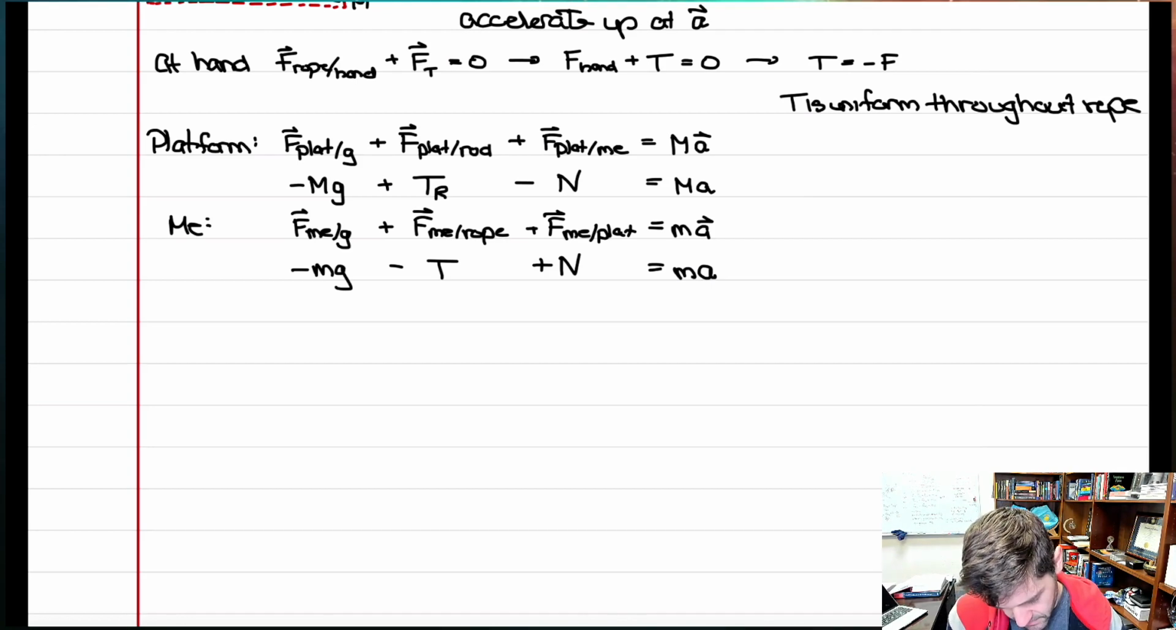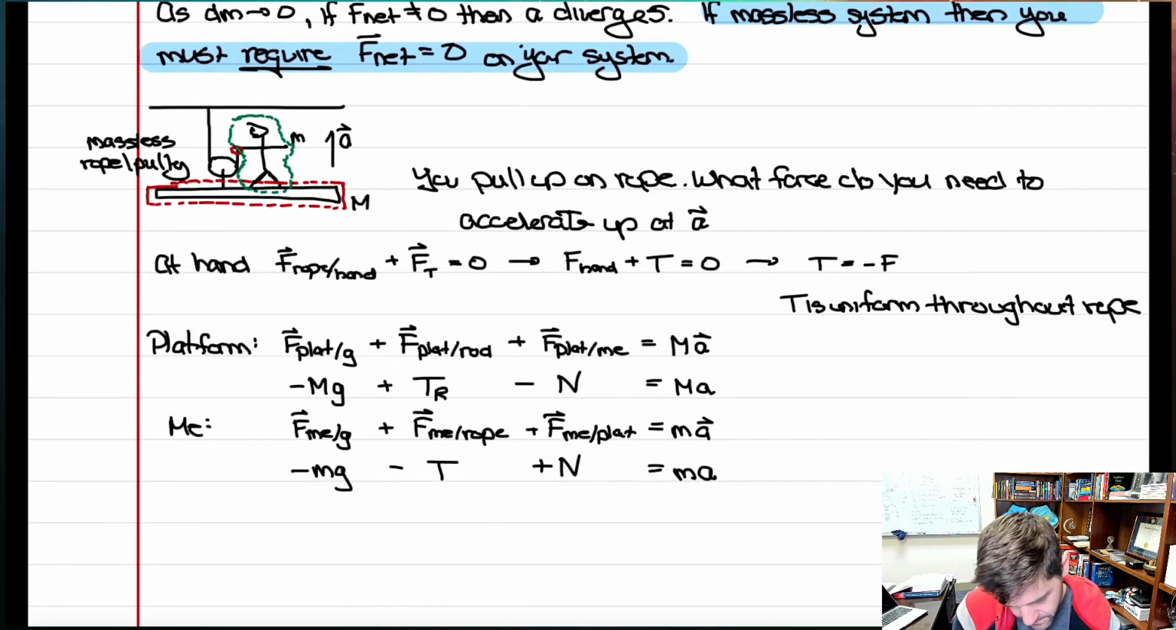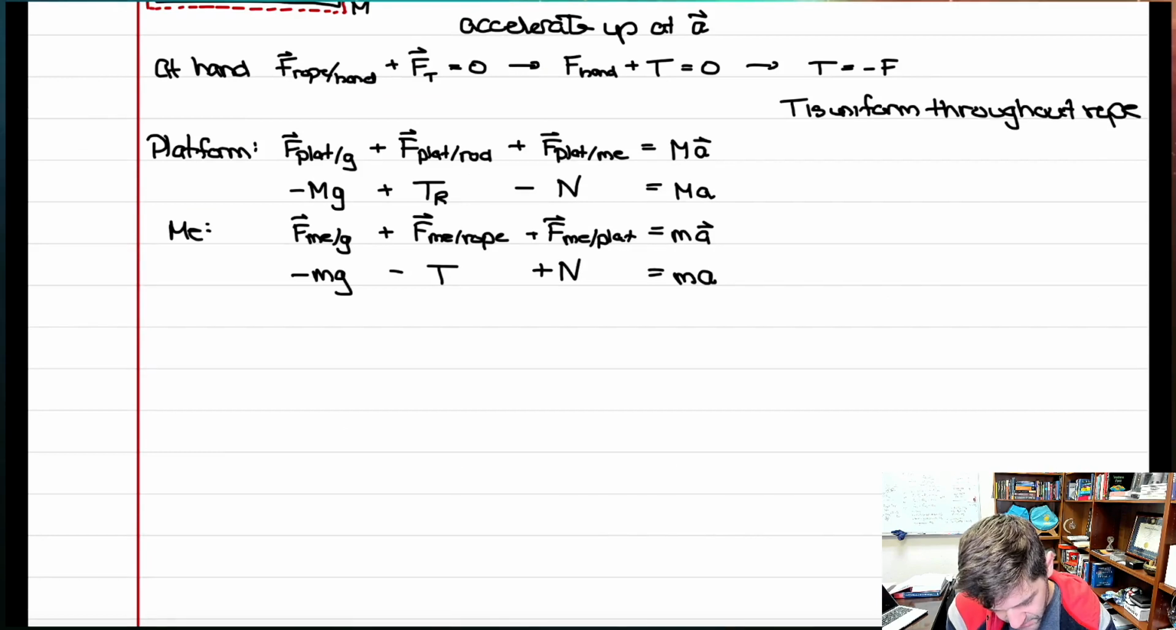All right. We could stop and ask, is this enough? Can I uniquely solve this situation? You could ask yourselves, I essentially have two equations. I have the platform equation where I know big M, I know little g. I don't know this tension in the rod. I don't know this normal force. I know big M, I know A. A is going to be taken as a given.